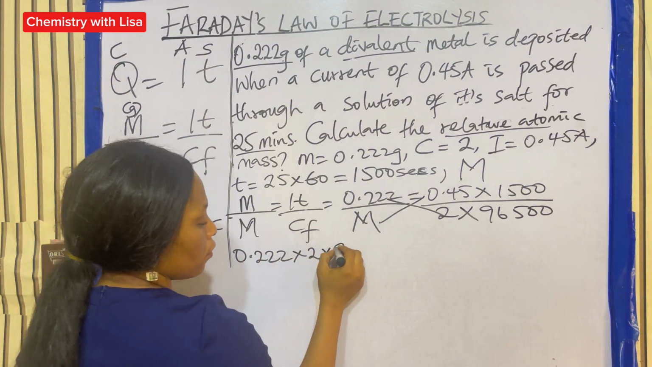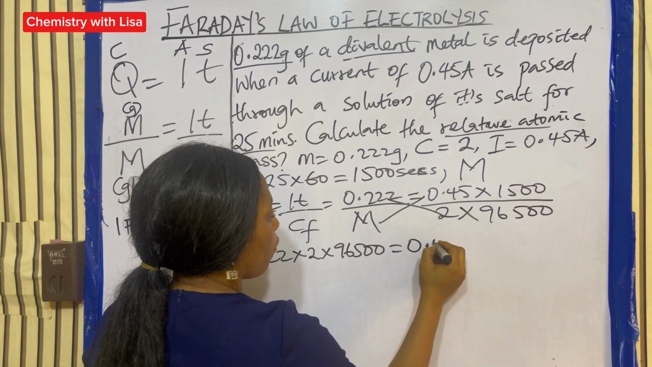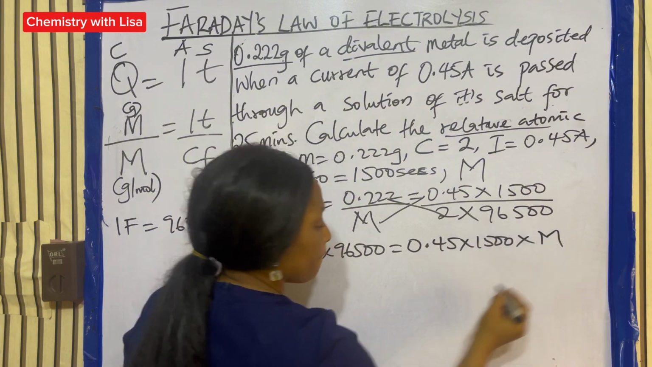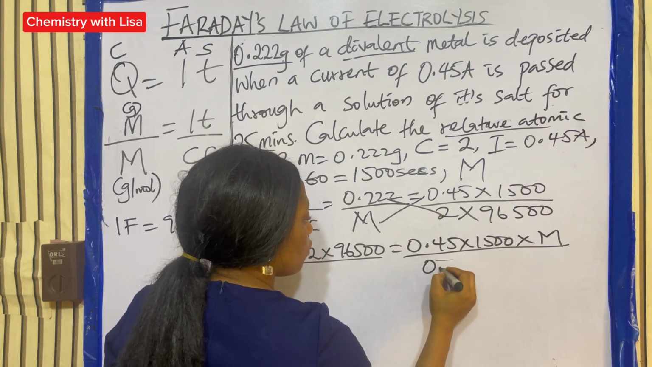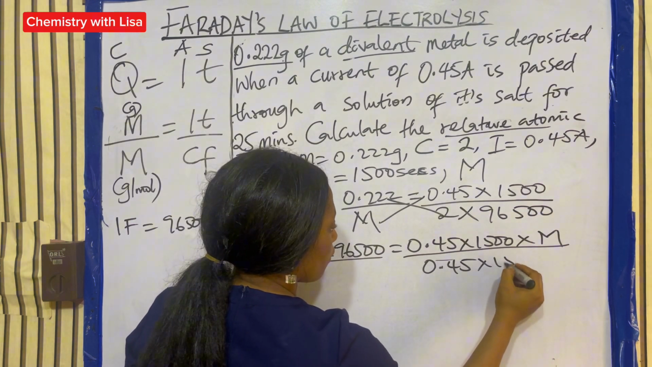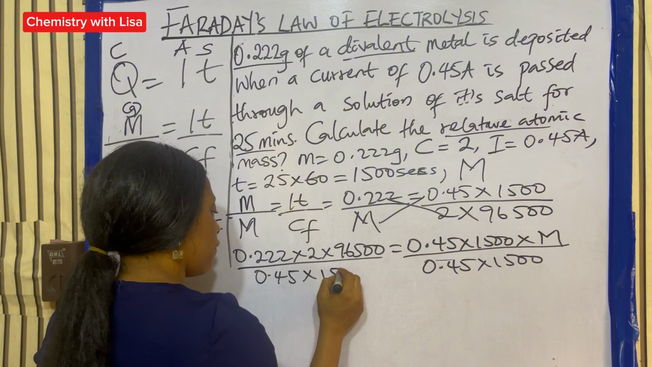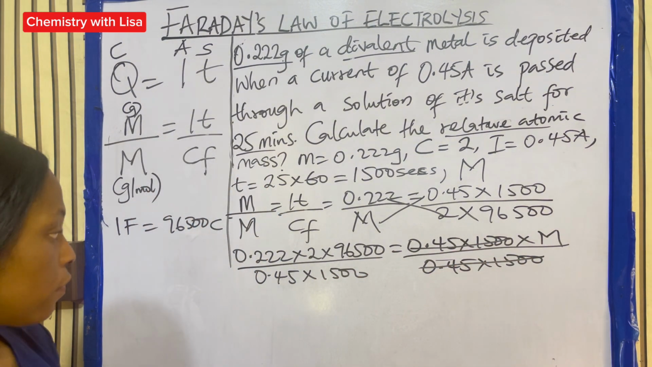So we are going to cross multiply, and we have 0.22 times 2 times 96,500 is equals to 0.45 times 1,500 times M. So let's divide both sides by the coefficient of this, 0.45 times 1,500. Cancel, cancel.